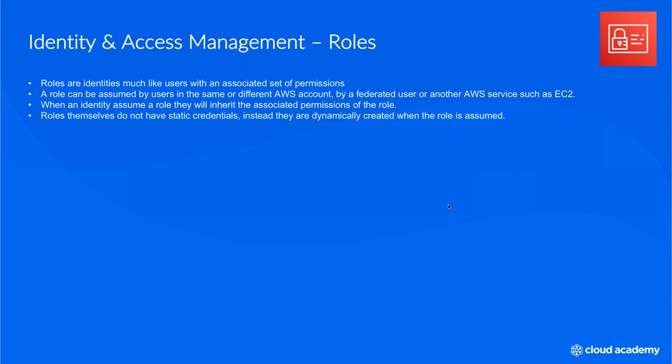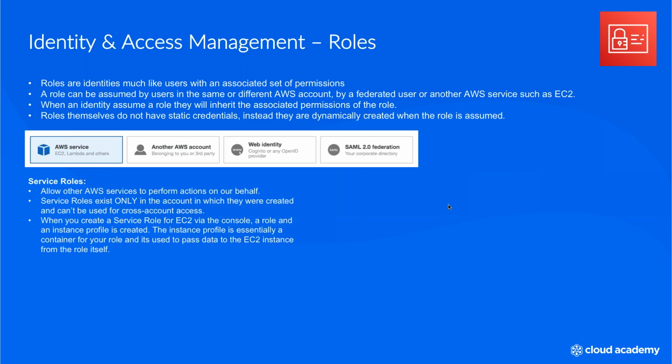Now, when the role is assumed by one of these methods, the identity will inherit the associated permissions of the role. Now, also, roles themselves do not have static credentials. Instead, they are dynamically created when the role is assumed. Now, when creating a new role, you have four different options. So we can see the AWS service there, known as service roles, another AWS account, web identity, and SAML 2 federation. So service roles, these allow other AWS services to perform actions on your behalf.